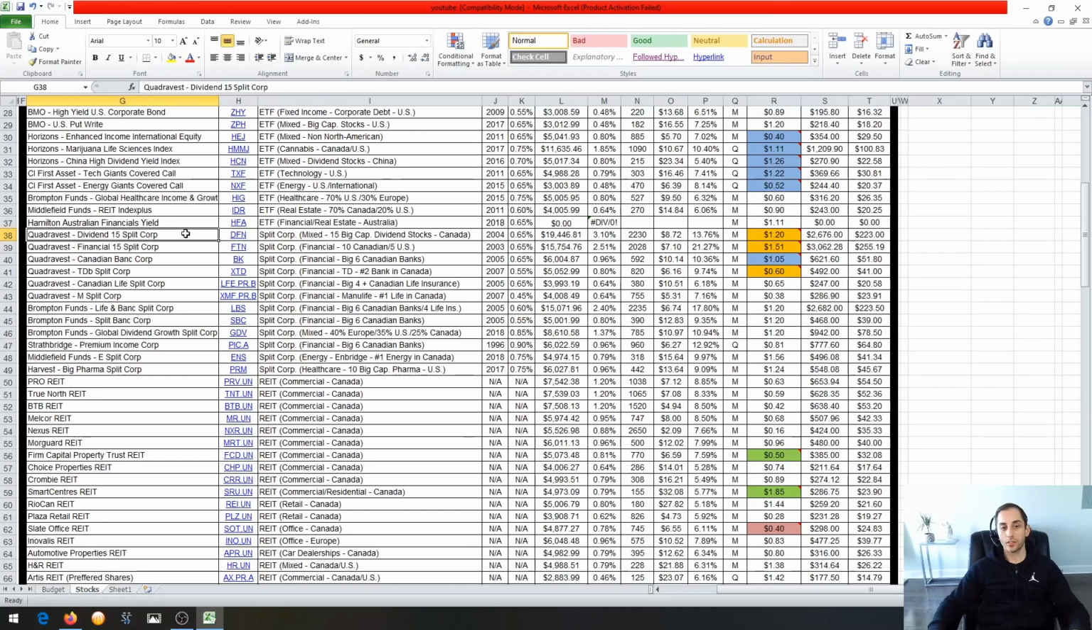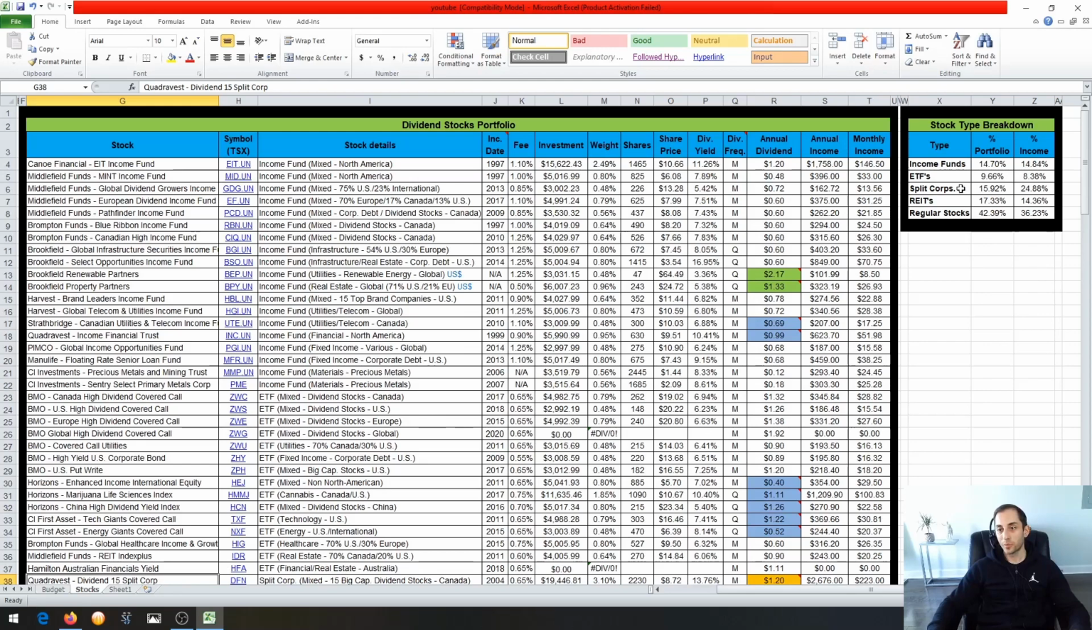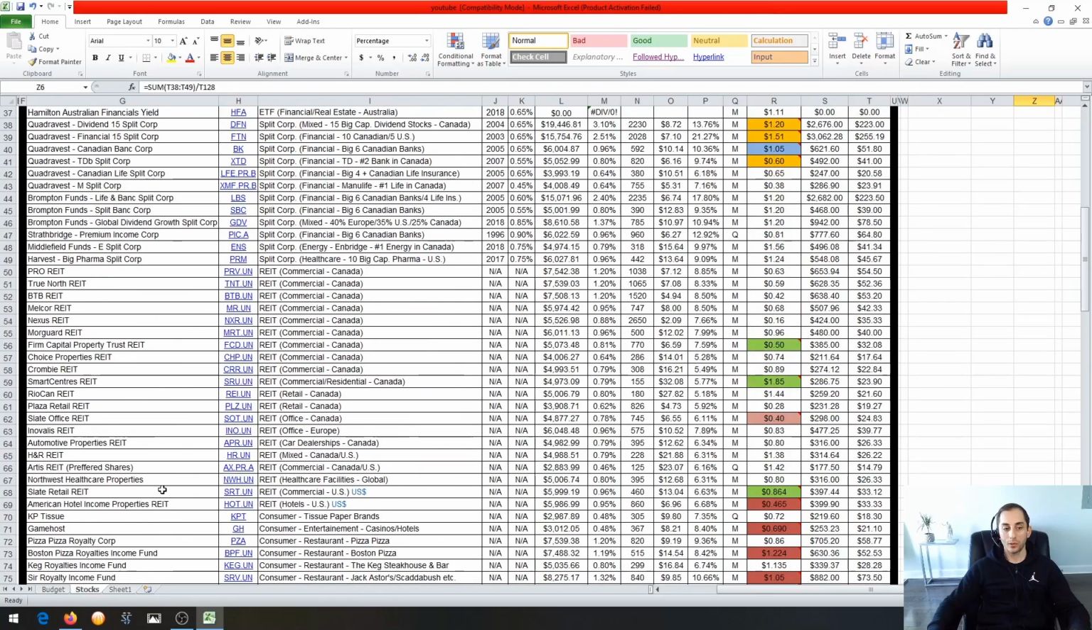All right, guys. The next set of funds are called split corporations or split share funds. So what are they? They're very similar to ETFs and income funds, but they work a bit differently. As you can see here from the breakdown, they have a special place in my heart because they generate almost a quarter of the dividends I get every month. So how do they work?